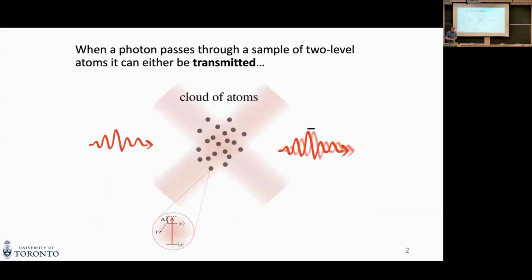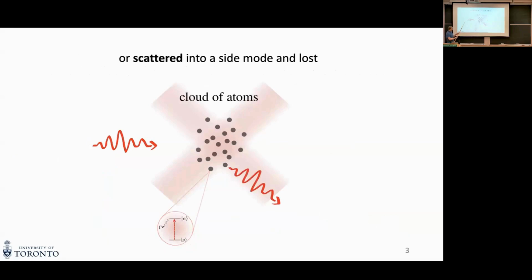Okay, so to set the stage here, we're going to be thinking about a system which is a cloud of two-level atoms and a photon that is somewhere near resonance with those atoms. In this scenario, one of two things can happen. Either the photon will be transmitted through the atoms in the same direction, or it will be scattered off to the side somewhere.